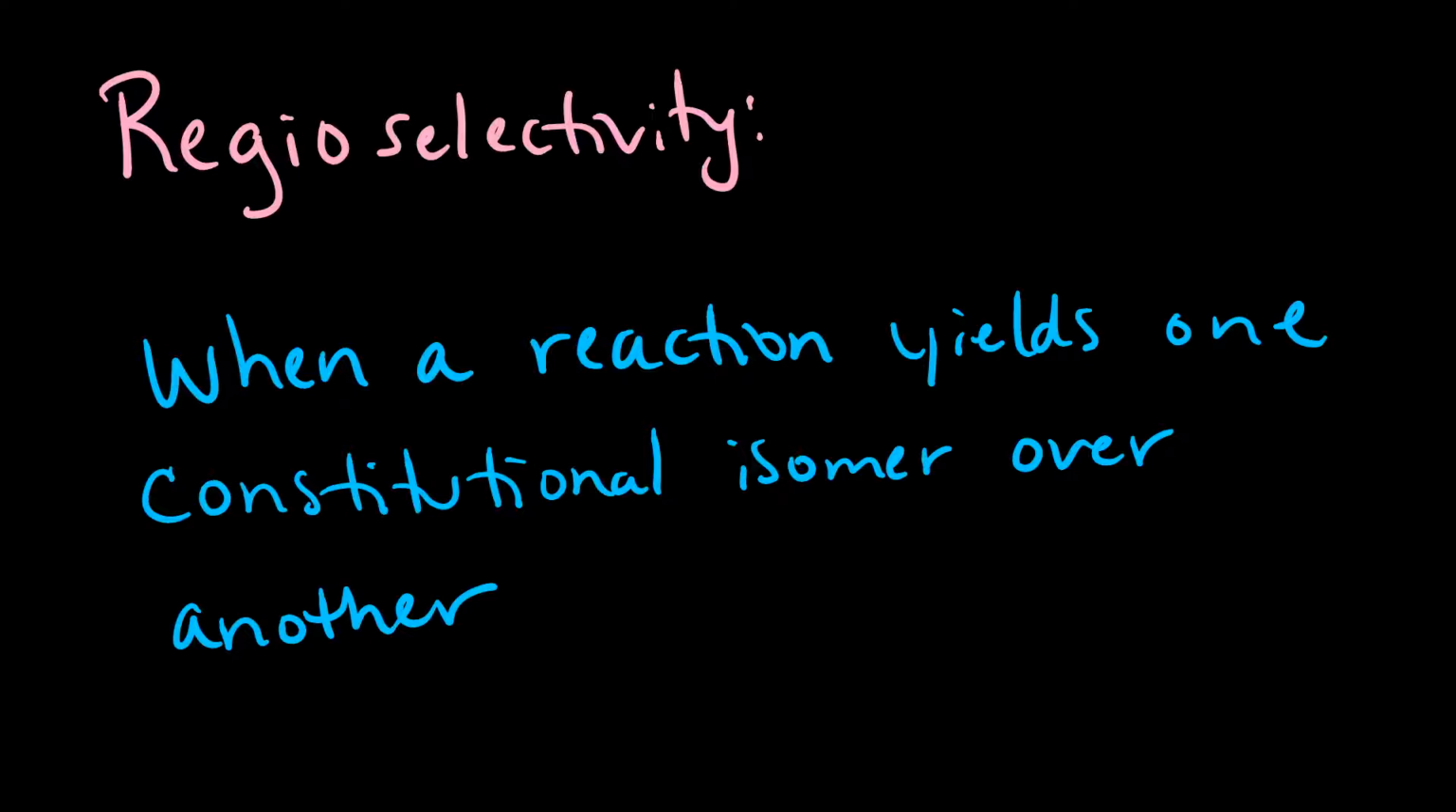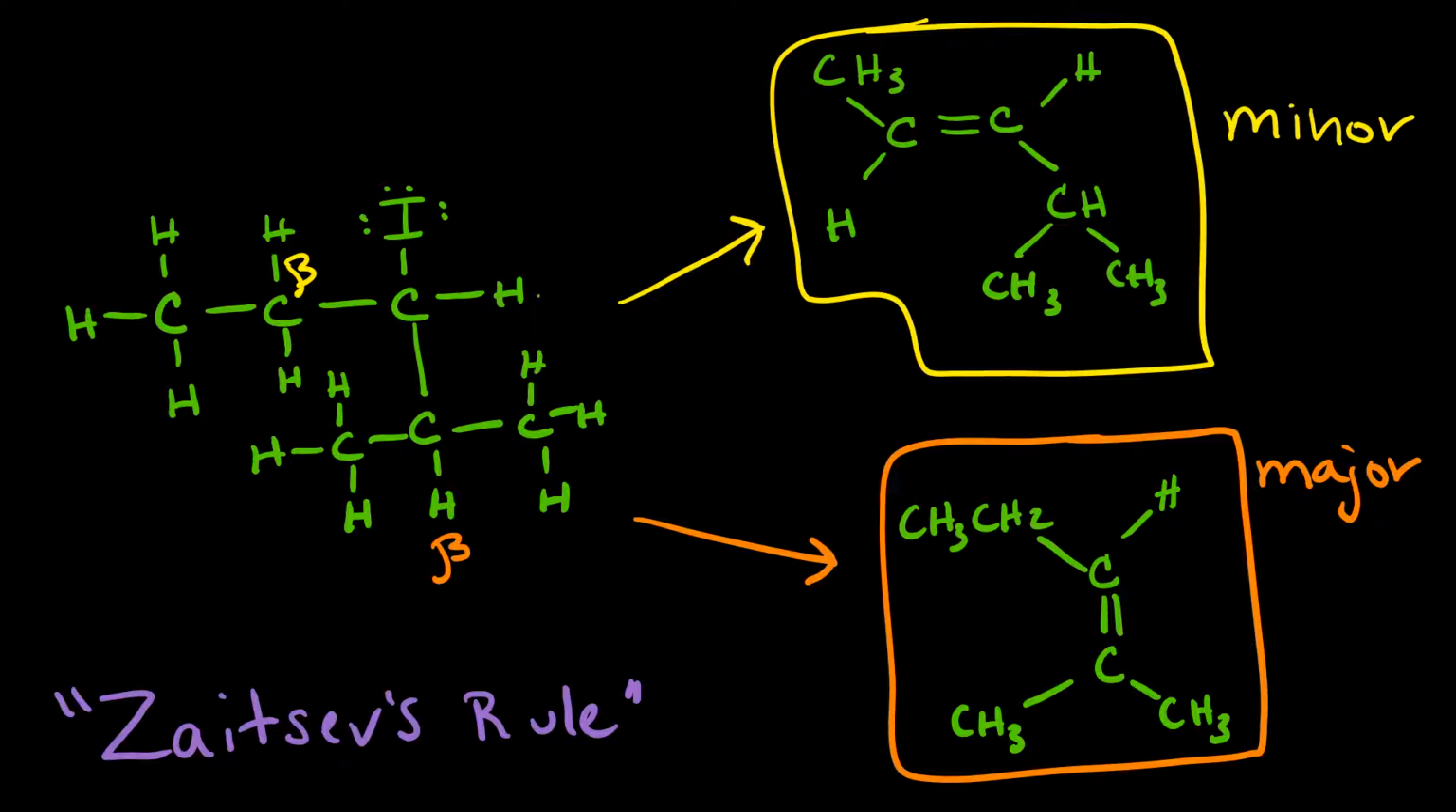And we say that a reaction is regioselective if it yields one constitutional isomer over another. You can see that both of these products are isomers of C6H12, but we are preferentially getting the tri-substituted product over the di-substituted product. And so this is an example of regioselectivity. To get the major product, the proton was removed from this carbon here, which is actually the more highly substituted carbon of the two. This carbon up here is only secondary, and this carbon here is tertiary.